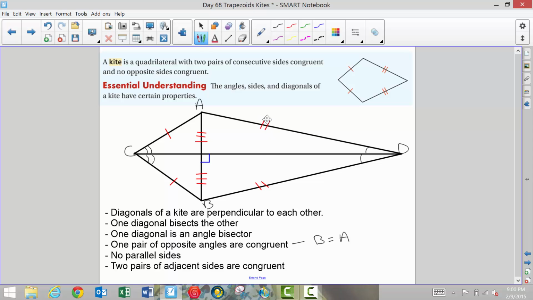So notice that I have tick marks. So those are adjacent. Adjacent means next to. They're congruent. Then I have congruent again. Congruent doesn't mean parallel. So here there's no sides parallel. Other things you should be aware of with a kite: that you will have two congruent triangles.